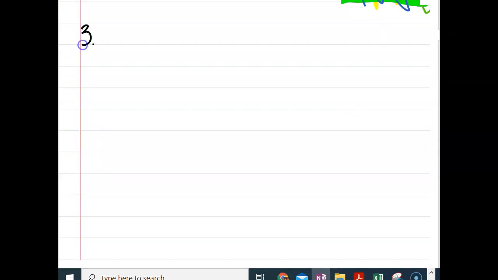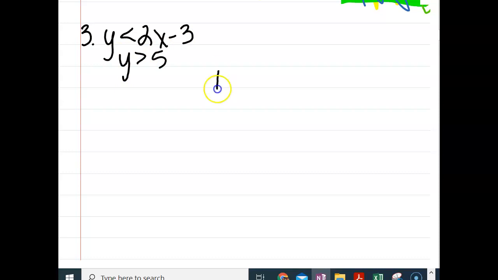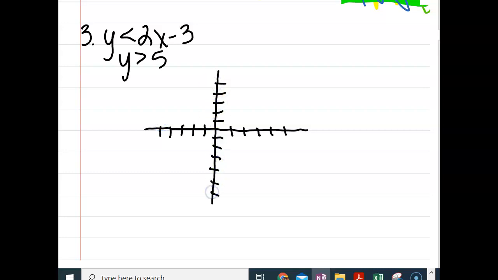Okay, number 3. y is less than 2x minus 3, and y is greater than 5. Okay, let's go ahead and set up our graph. So that's done. Notice this one's kind of nice because they are both already in y equals form.